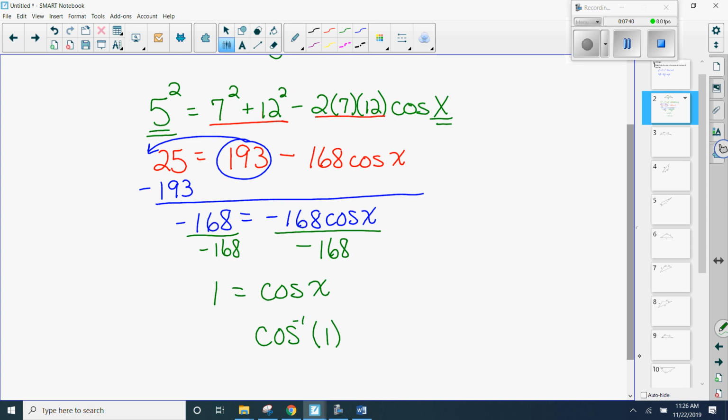Yes, you're just talking about your unit circle. Type in shift cosine 1. Oh, there. You get 0.